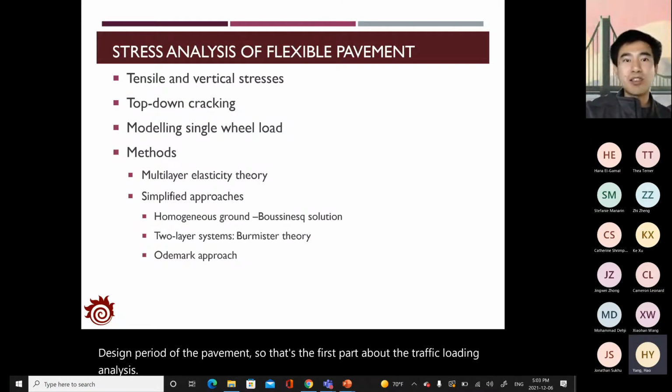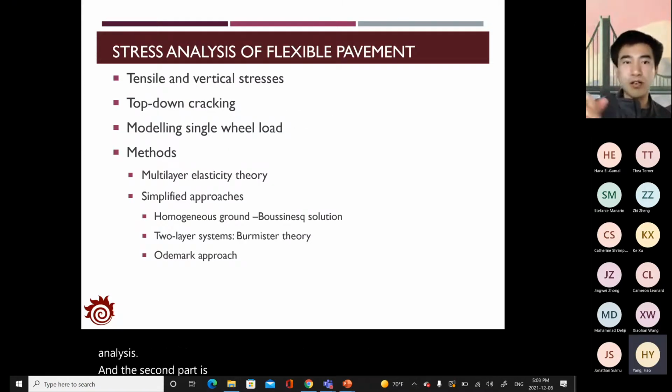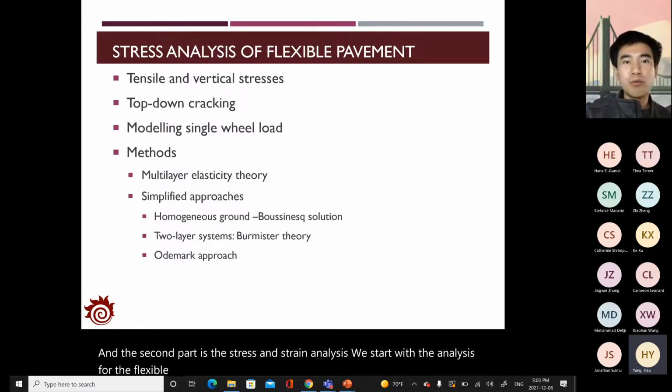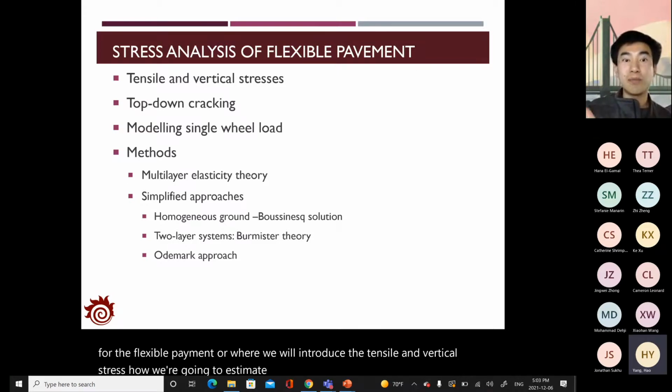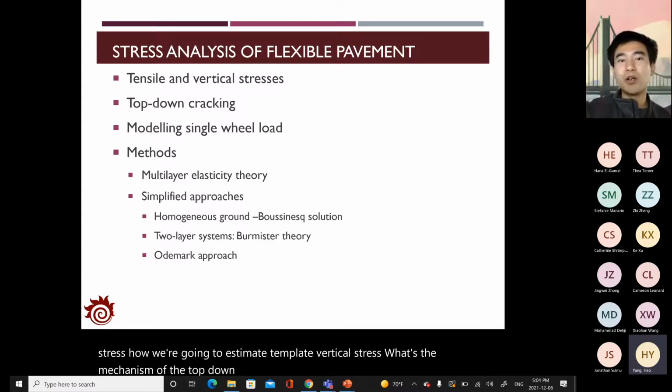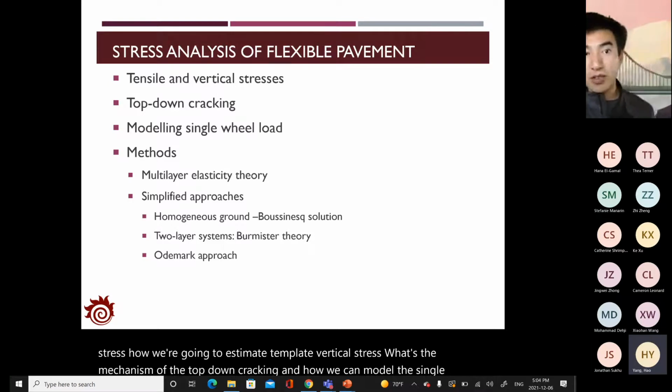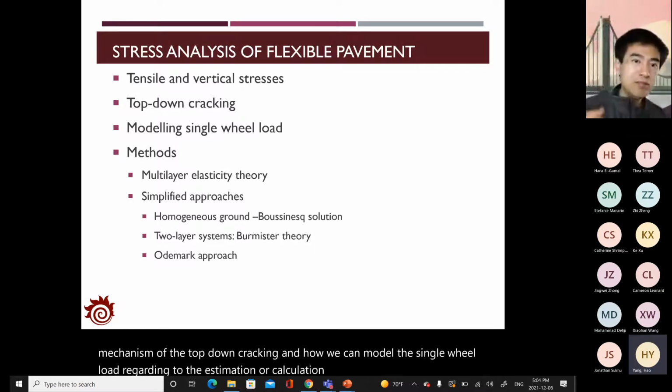And the second part is the stress and strain analysis. We start with the analysis for the flexible pavement, where we introduce the tensile and vertical stress, how we are going to estimate tensile and vertical stress, what the mechanism of top-down cracking is, and how we are going to model the single wheel load.